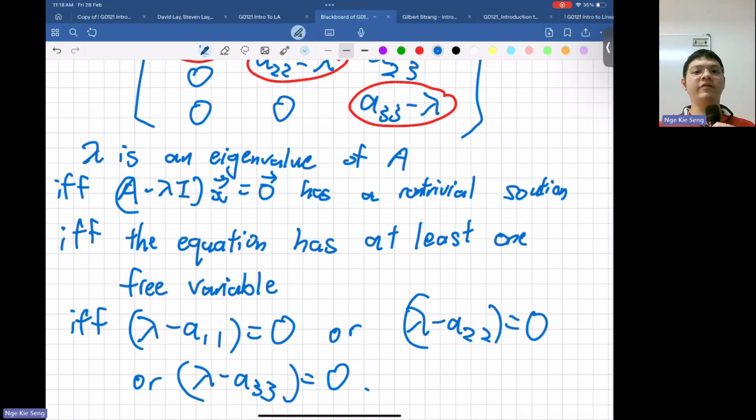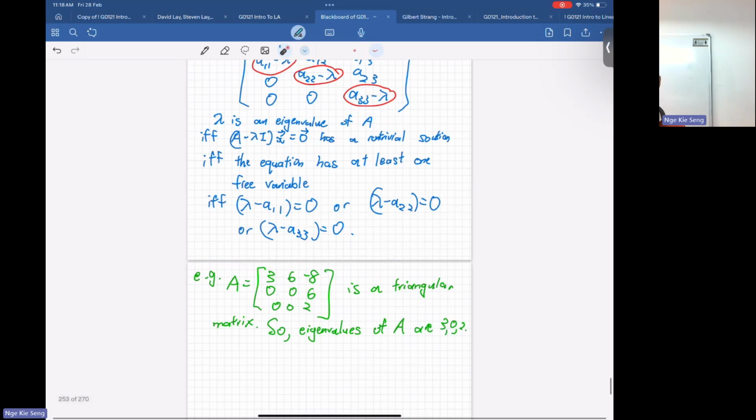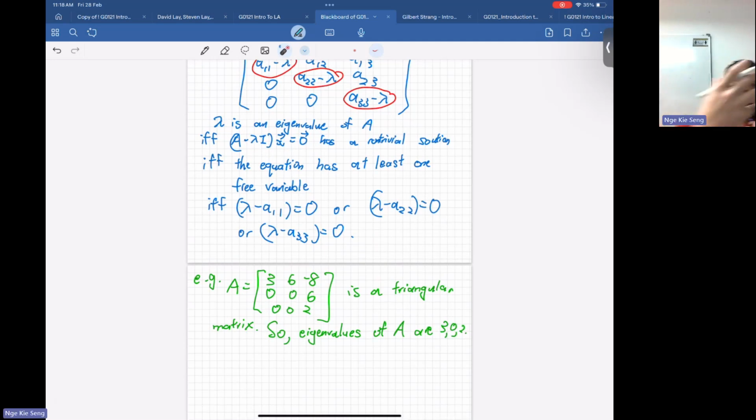So these are the eigenvalues. If you have a triangular matrix, the eigenvalues are easy to read; you just read from the diagonal. This is similar to how we find the determinant of a triangular matrix: you also just multiply everything. Triangular matrix is a very interesting object inside linear algebra.